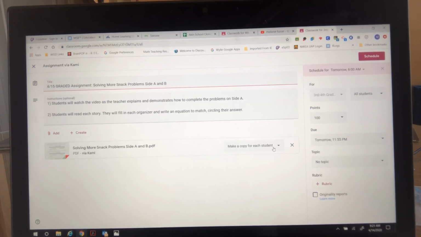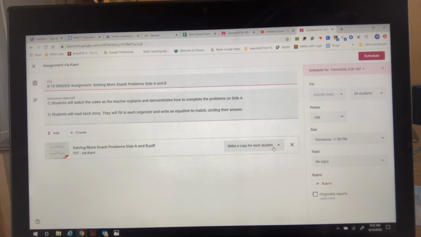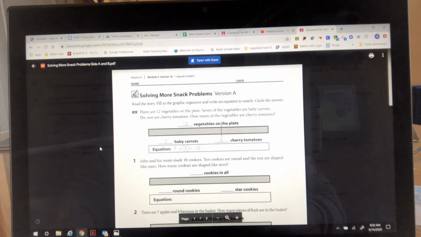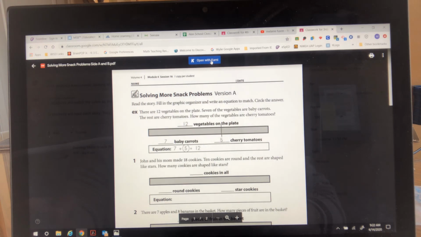I am here today to model how to solve side A of your assignments. We have been talking about part-whole problems yesterday, and I know that you've already got some part-whole experience, and so I'm really excited about what you are able to do. When you get into the assignment, you're going to touch snack problems, and you are going to hit the button at the top, open with Kami.